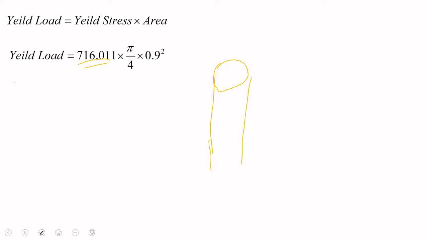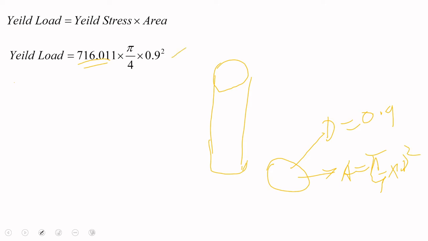Okay, what is the area? You can see the yield stress will be 716 over this stone column. This stone column has an area which is nothing but this area. At the bottom we can see this is a circular area, having diameter d equal to 0.9. So when we do the calculation for this circle, the area will be equal to pi by 4 into d square. So that is the area mentioned here. So we can do that. Yield load comes as 455.5 kilonewton.